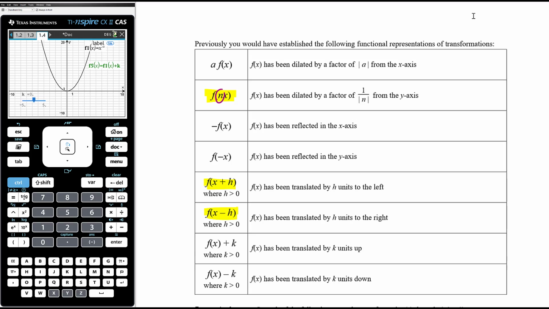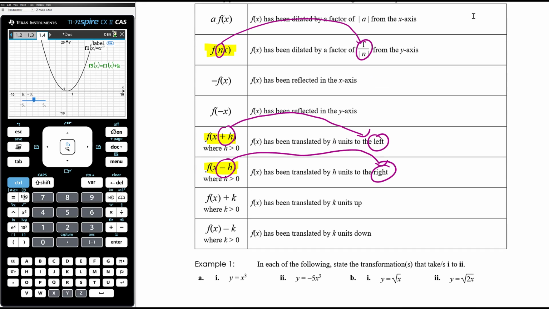It's not dilated by n from the y-axis, it's 1 on n. It's not going right by h when you add h, it instead goes left. Again, when you subtract h, you would think you would go left, but you don't, you go right. So you need to think carefully about those ones. F of x plus k is translated up by k, and f of x minus k is translated down by k.